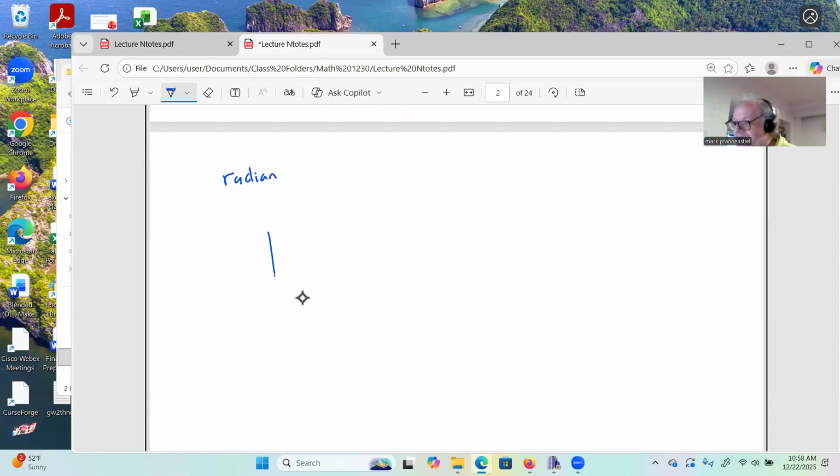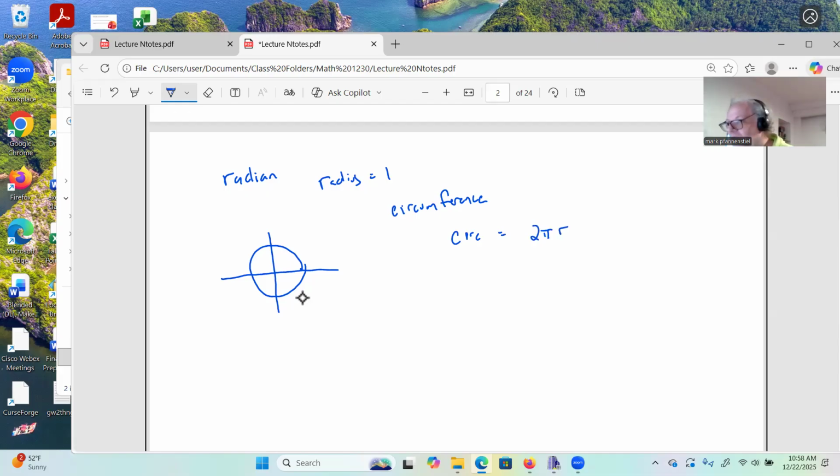Let me tell you. Okay, so we'll have a circle, pretend that's round, and we're going to say a circle with radius of 1. And I would like to know, what is the circumference of this circle? What's the distance all the way around the circle? Well, circumference is equal to 2 pi r. Since r is 1, my circumference is equal to 2 pi times 1, which is 2 pi. So one full rotation around the circle is 2 pi radians.